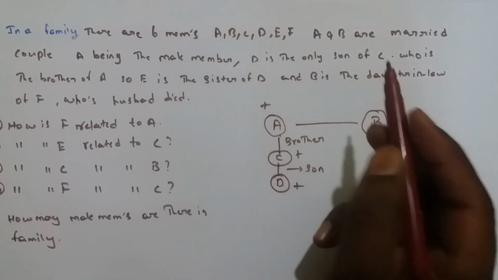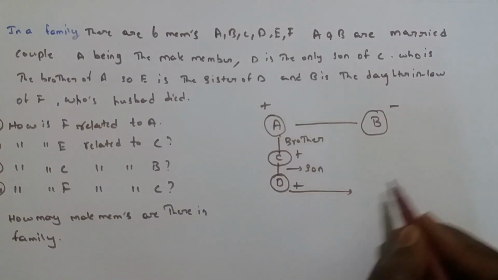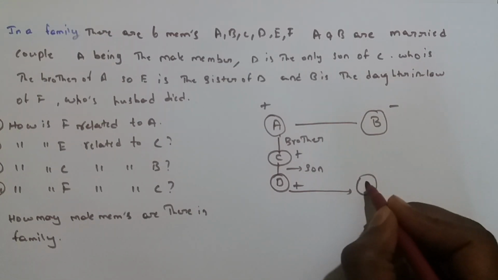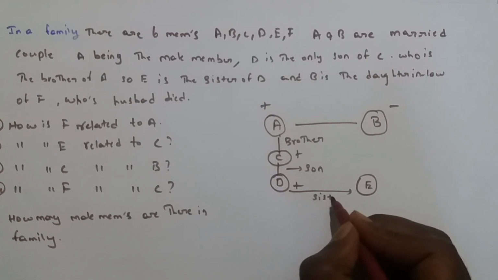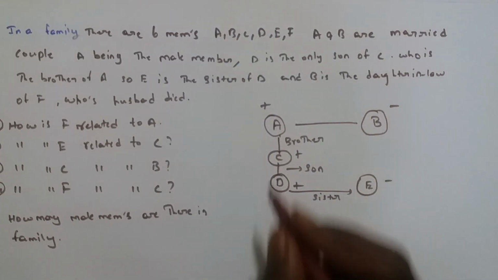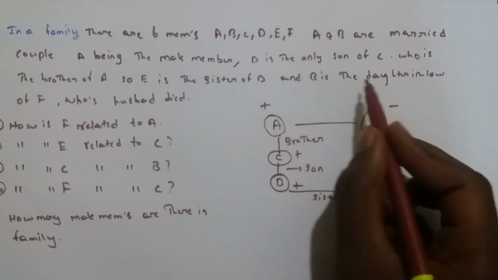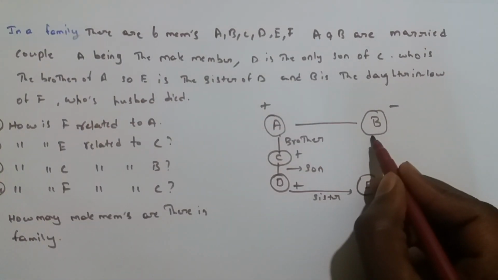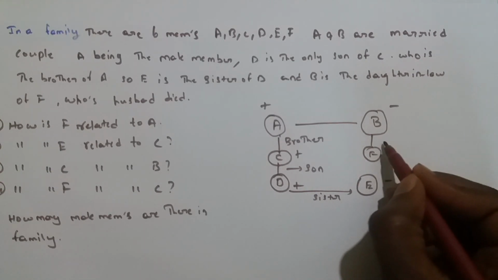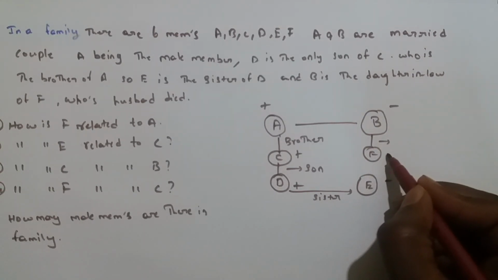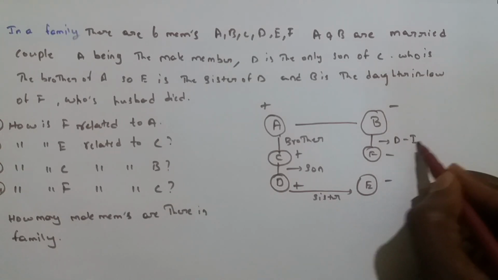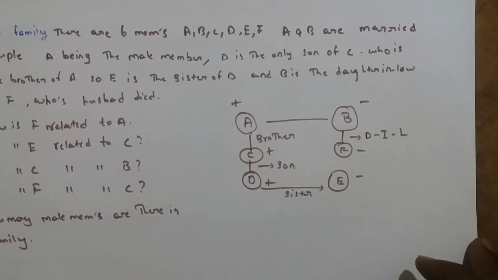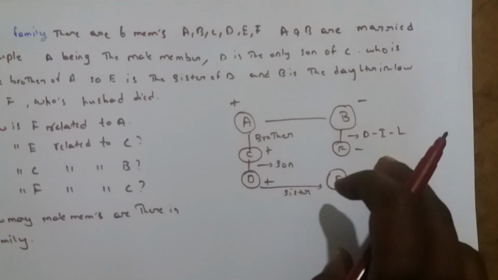Now E is the sister of D, so E is minus. And B is the daughter-in-law of F. Daughter-in-law means minus. Now we got the diagram. And F's husband is dead.